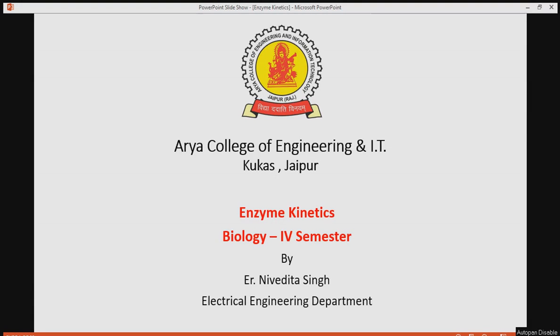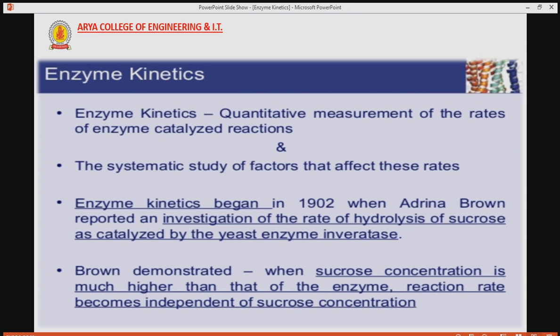Today we will study enzyme kinetics. Enzyme kinetics is the study of the chemical reactions that are catalyzed by enzymes. In enzyme kinetics, the reaction rate is measured and the effects of varying the conditions of the reactions are investigated. So, it is a quantitative measurement of the rate of enzyme-catalyzed reactions.